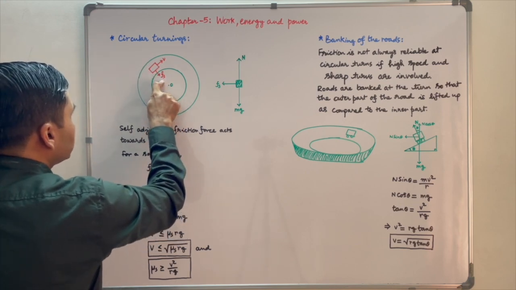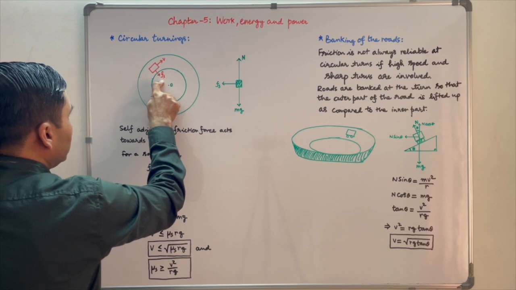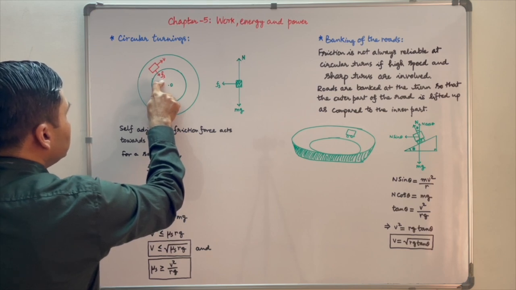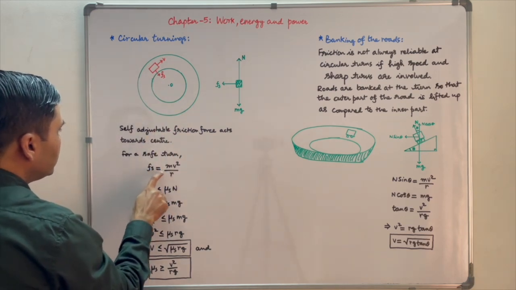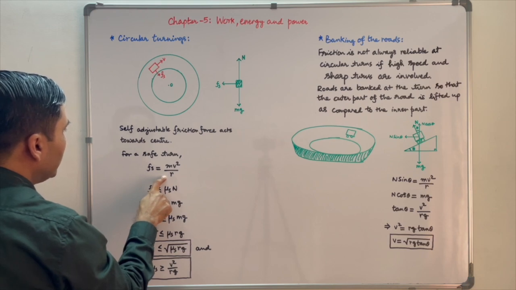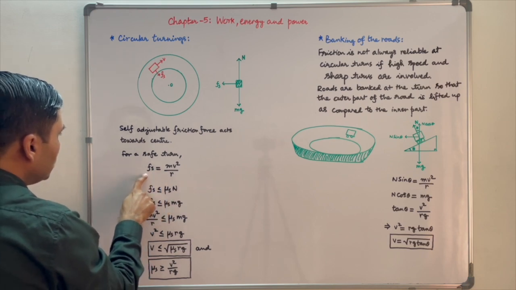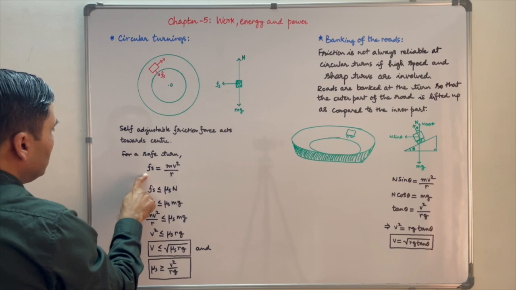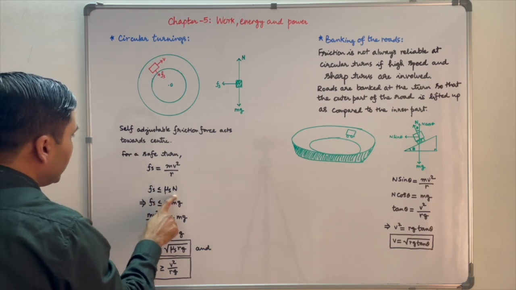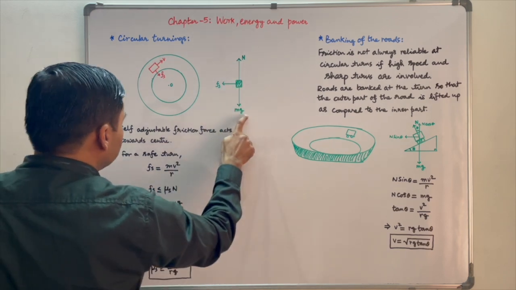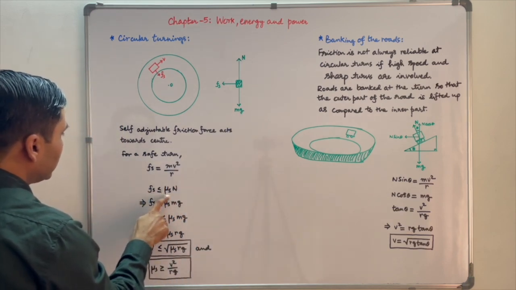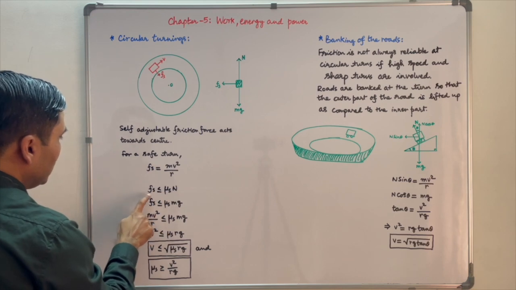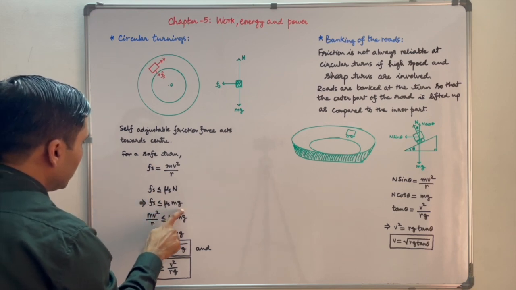This is a static friction which is self-adjustable. This provides the necessary centripetal force to take a turn. So we can say that friction force Fs is equal to centripetal force mv square by r. Magnitude of this friction force will be equal to μs into N, where N is equal to mg. This is the maximum friction force. It cannot be greater than this. So Fs is less than or equal to μs into mg.